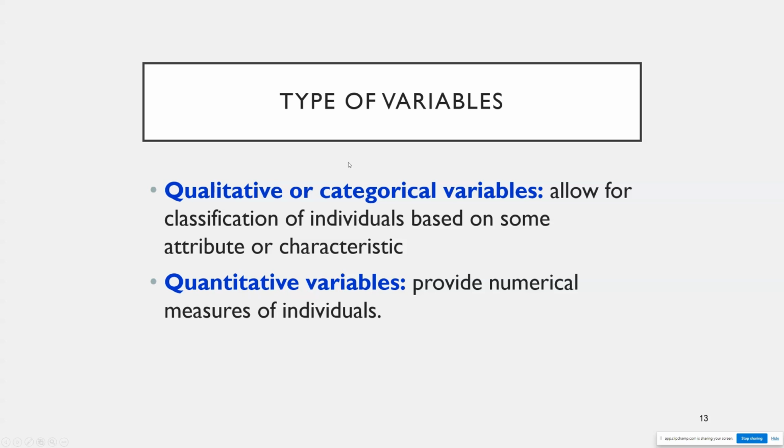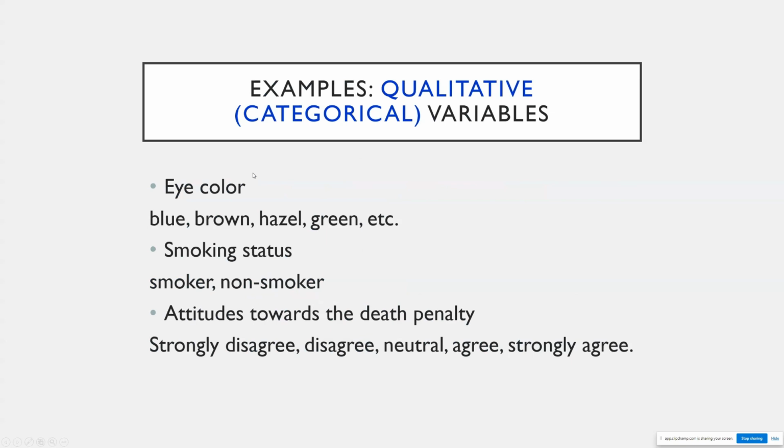So what are the types of variables? The first one is called qualitative, or sometimes referred to as categorical variables. This allows for classification of individuals based on some attribute or characteristic. And then there are quantitative variables, and these provide numerical measures of individuals. Let me give you some examples of qualitative. You could have your eye color, the category you fit into: brown, blue, hazel, green, whatever. Smoking status: are you a smoker or non-smoker? Or your attitude towards the death penalty: strongly disagree, disagree, neutral, agree, strongly agree. These are examples of qualitative because for the variable eye color, you fit into a category.